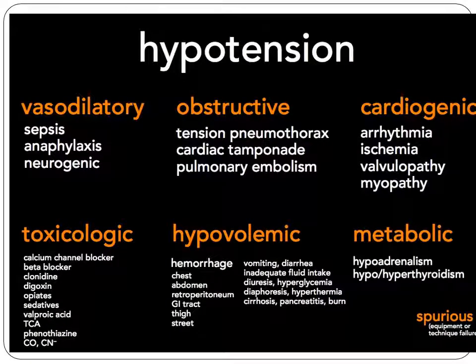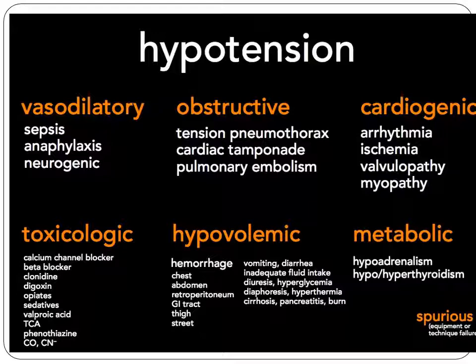Now there are different classifications of types: vasodilatory, obstructive, cardiogenic, toxicologic, hypovolemic and metabolic. This means there are certain reasons why this condition has occurred. Vasodilatory, as explained, is the widening or dilation of the blood vessels. Obstructive is something causing a block. Cardiogenic is related to the heart. Toxicologic is any sort of sepsis or toxic substances, again possibly an overdose of drugs and medications over a long time.